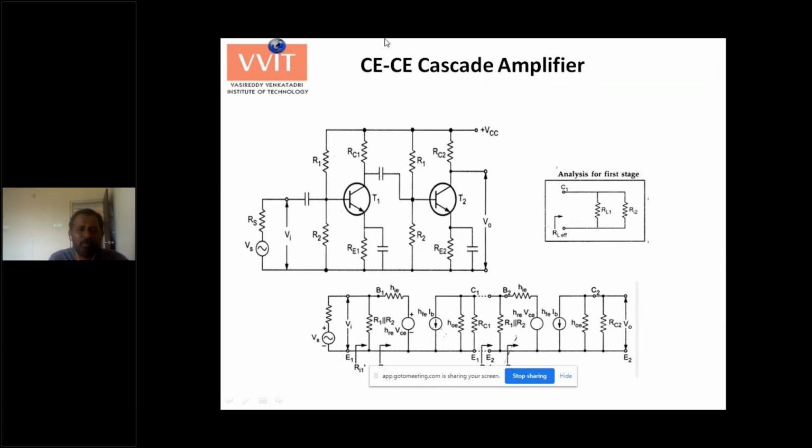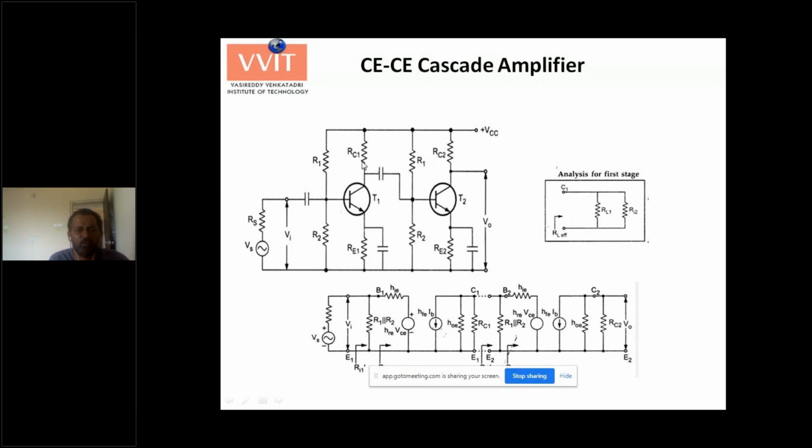Once you perform approximate analysis for stage 2, please be careful once again. Just because you performed approximate analysis for stage 2, you can't go for approximate analysis of stage 1. Again, you need to check this load condition. What is Ri2 for stage 2? Simply 1 kilo ohm. Suppose here I have connected 10 kilo ohm.